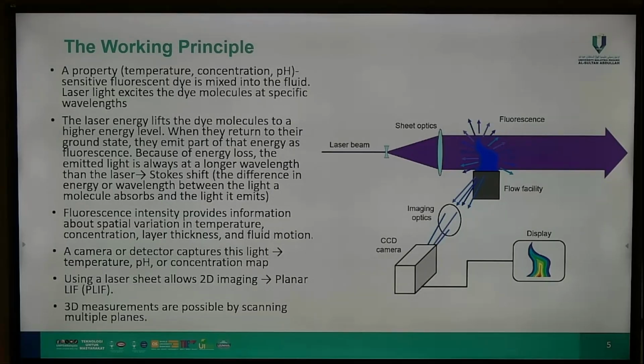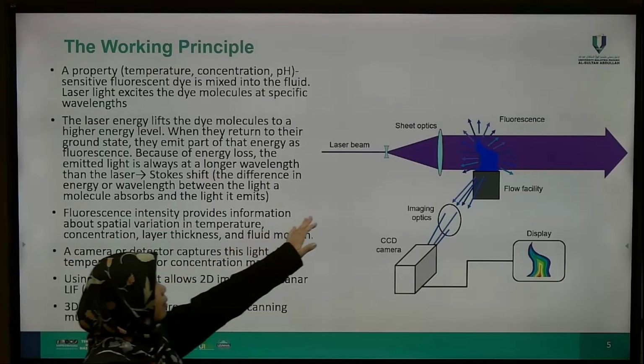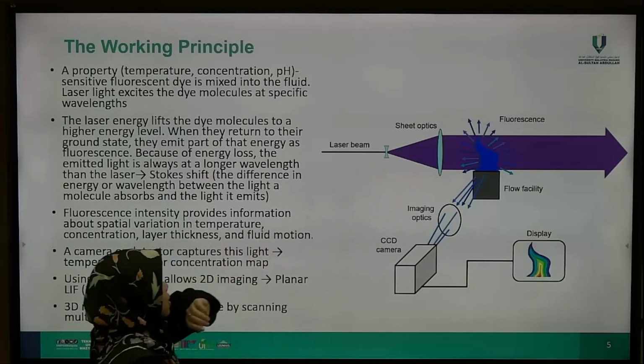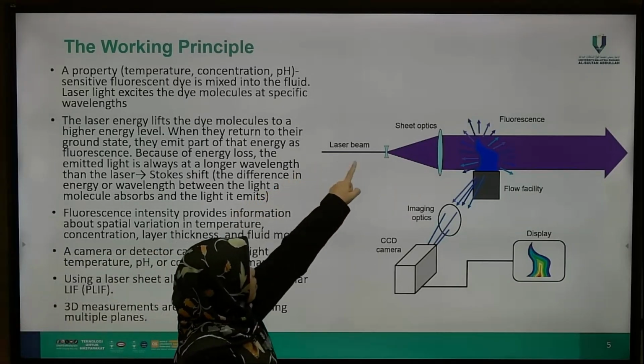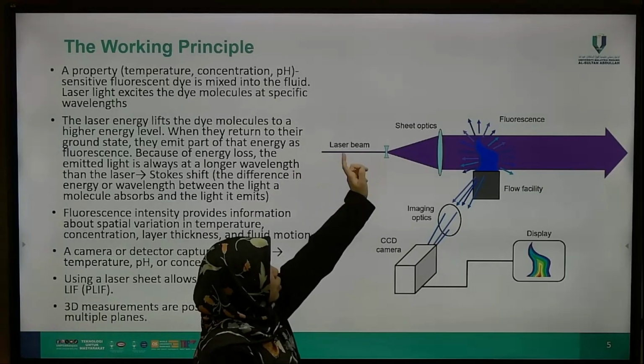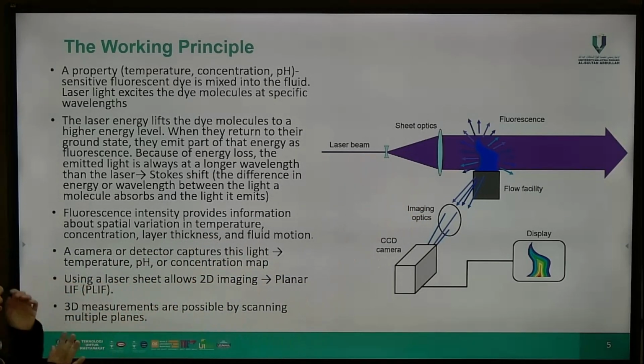For example, this one is a PLIF, meaning planar laser induced fluorescence. So we irradiate a laser sheet pattern. This is a laser sheet pattern. So they need the sheet optics to project the laser beam from dotted pattern to sheet pattern. So what happens inside the laser sheet depends on the fluorescence intensity of that liquid part.